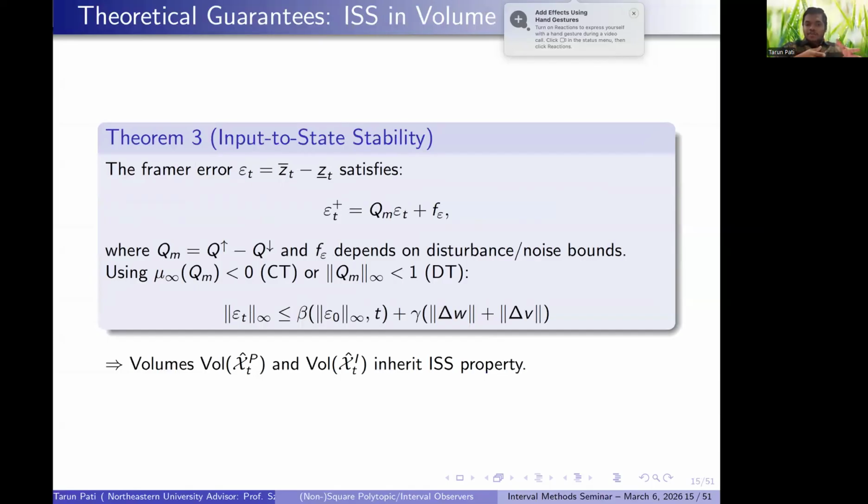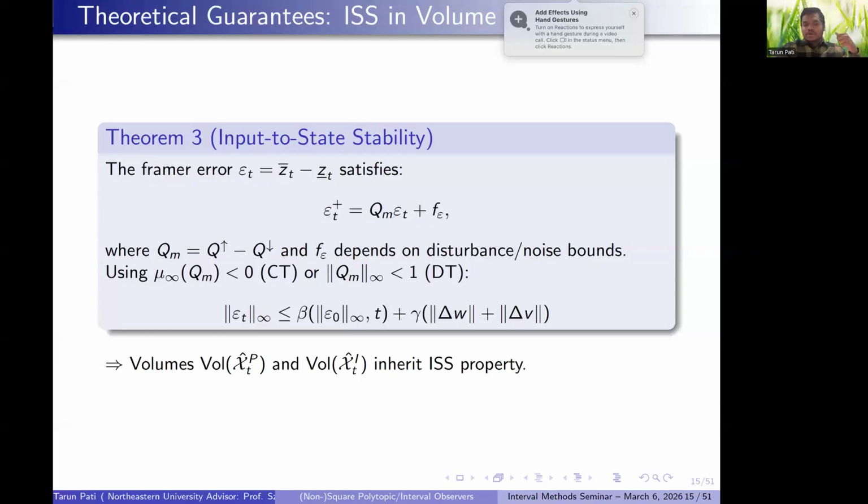Additionally, when we compute the error dynamics, which is defined as the upper estimate of ZT minus the lower estimate of ZT, then the dynamics for the continuous system depend on the Metzler version of Q, or a positive absolute value of Q. And since the log norm as well as the induced infinity norm are invariant under Metzlerization or absolute value, the log norm of Qm, the Metzler version of Q, is the same as the log norm of Q. That means this log norm of Qm is also less than zero.